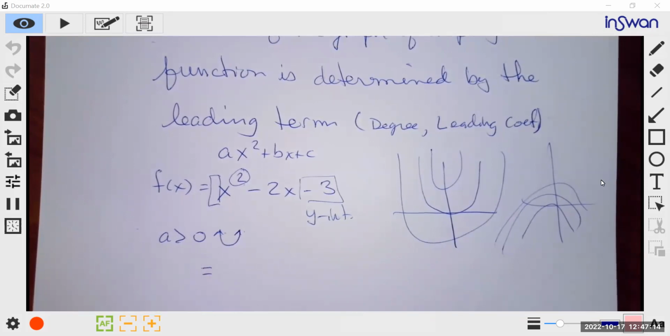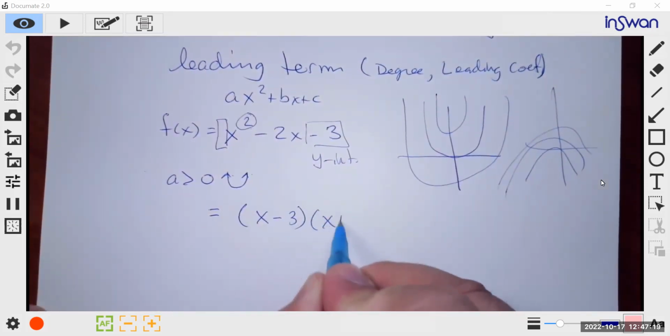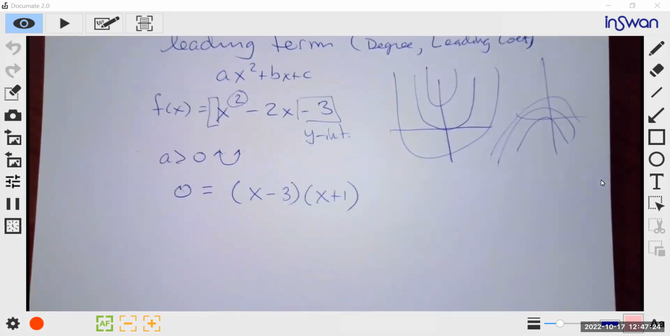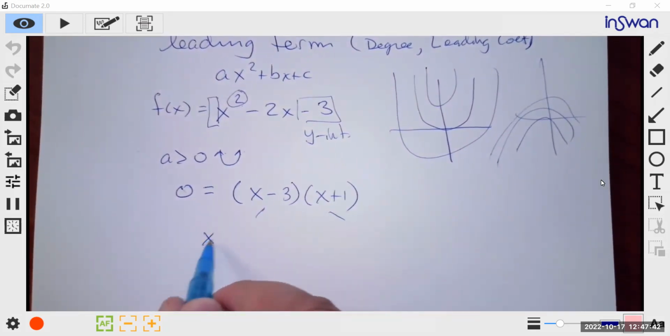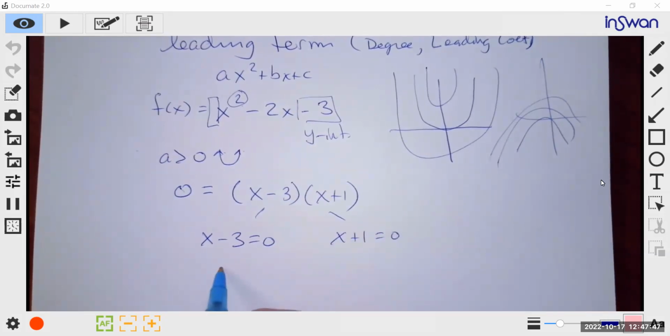Now, if we solve it and set it equal to 0, what can we find from there if we factor it? What do we do at this stage? We find the solution, so we set both of these factors equal to 0. So what are they going to equal?